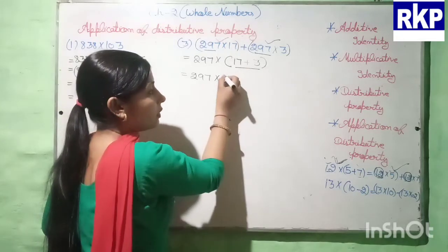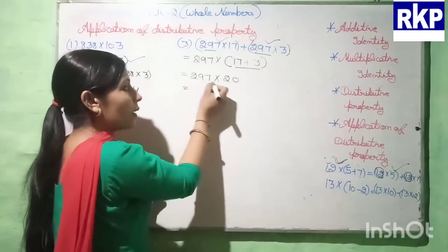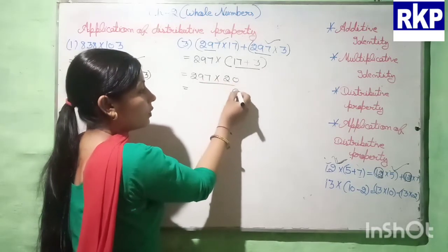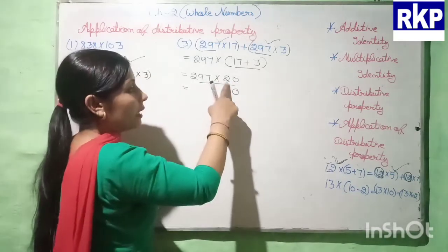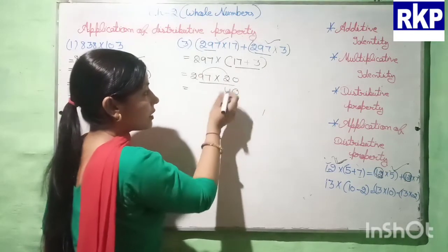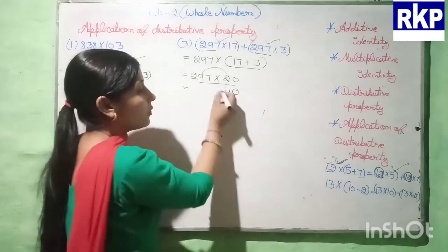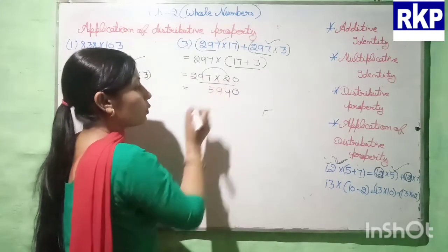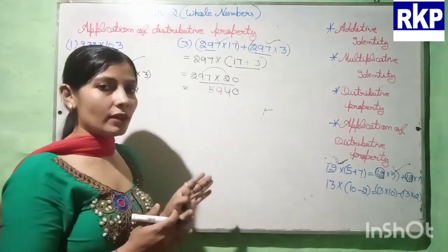17 plus 3 will give us 20. Now we have to multiply these. So now 0 we will write as it is, and now we have to multiply this with 2. 2 7s are 14, 1 is carry, 2 9s are 18, 18 and 1 19, 1 is carry, 2 2s are 4 and 1 5. So 5940 is our answer.